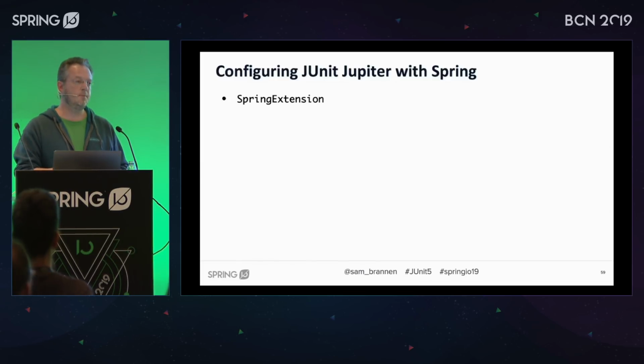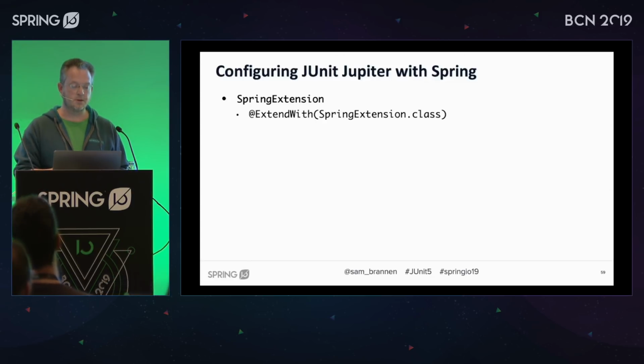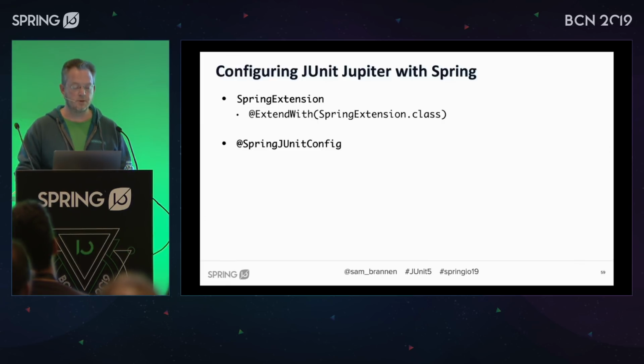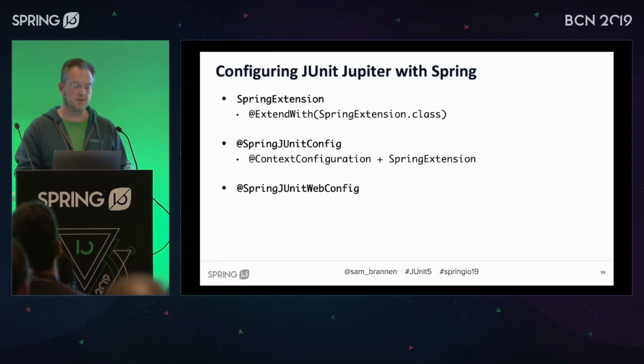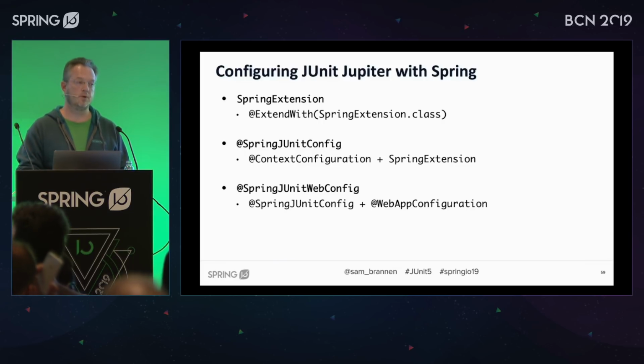So to set it up, in JUnit 4 we had a Spring Runner. In JUnit Jupiter we have a Spring Extension. You can say @ExtendWith SpringExtension if you want to do it manually. But we have some nice composed annotations, so @SpringJUnitConfig, which combines the @ContextConfiguration annotation plus the registration of SpringExtension. And similarly for web support, it combines the previous two with @WebAppConfiguration. So it just simplifies the configuration, makes you type less.